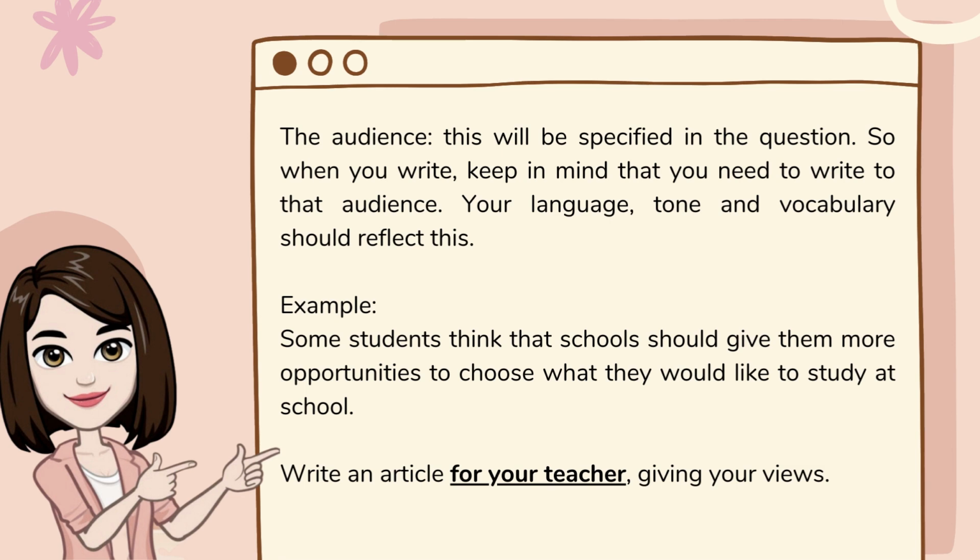By the way, we have two types of audience for article writing. It can be for your teacher or school magazine. So if the audience is meant for school magazine, your approach will be informal, because most of the audience for a school magazine will be students. It should be chatty, friendly in approach to make sure that the students or the young readers will be into reading your essay or your article.